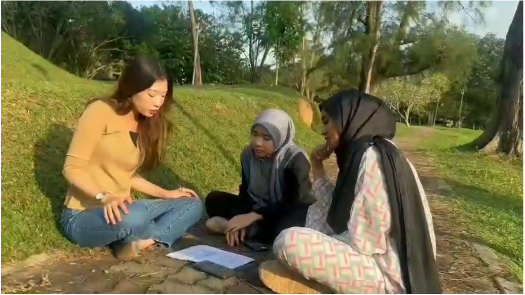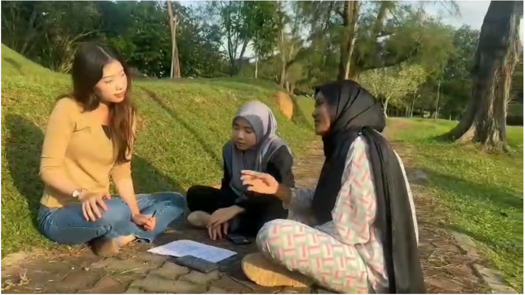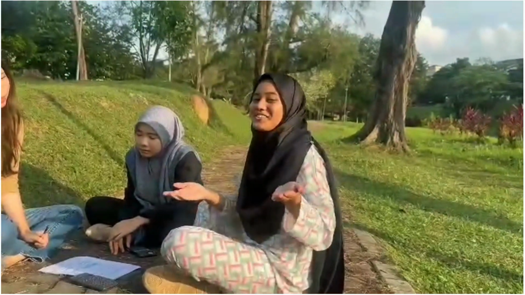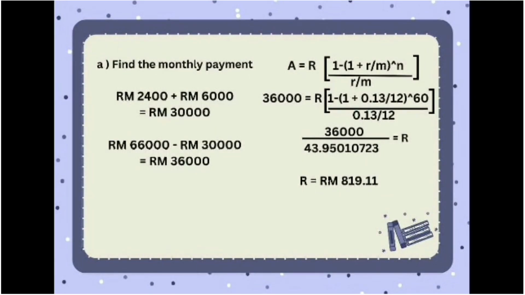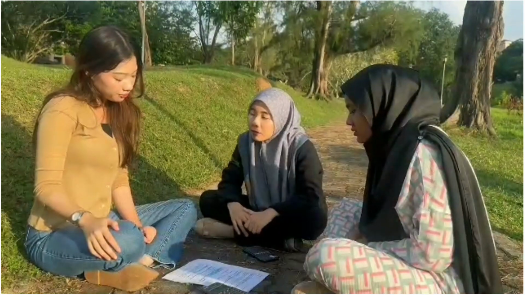Alright, so as for the first question, it asks to find the monthly payment. How do we find that? Oh, it's very easy. Let's see how to calculate. First of all, we need to add his trade car and his savings, and then we subtract that total from the lease price. In this case, we must use present value of annuity. We substitute the values given in this question. And lastly, we get the answer for the monthly payment, which is RM 819.11. Oh, like that. Alright, settled for question A.